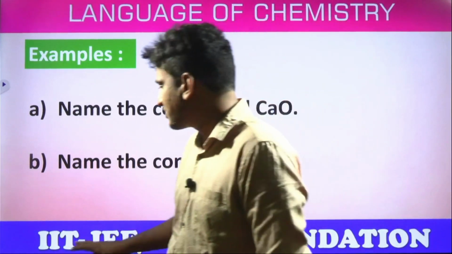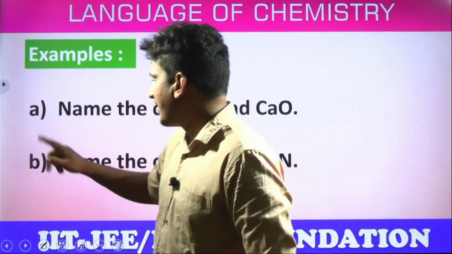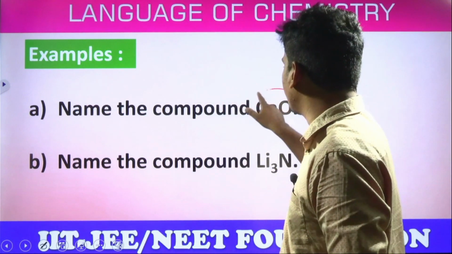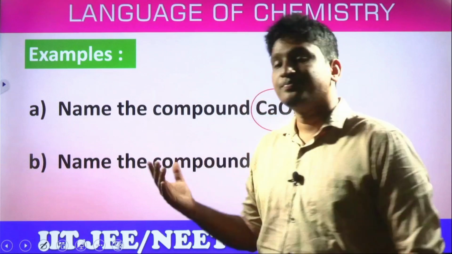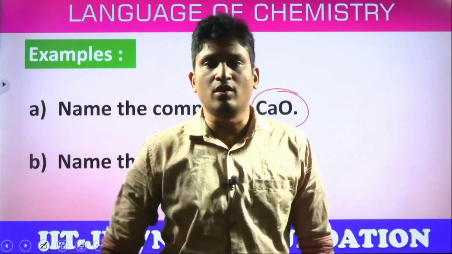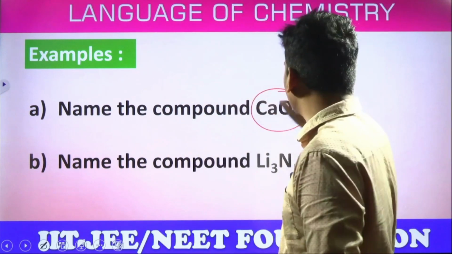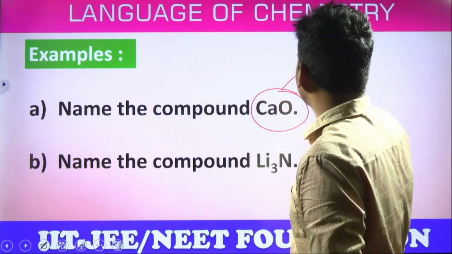Examples, we have two examples given here. Let us try to name the compounds. The formula is already given. What is the formula? CaO. So here you already know calcium is a metal, oxygen is a non-metal. So what is the name of this compound, students?